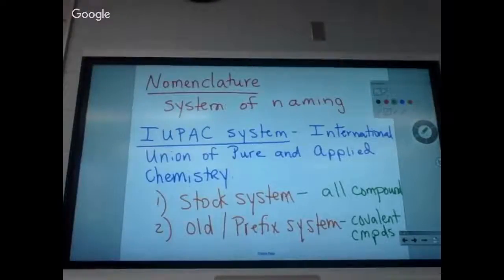However, a lot of compounds cannot be named using the old system. If I taught how to name FeO with the old system, I'd have to teach you the Latin root. That means ugly. Well, most of you do not want to learn how to name using Latin roots. So we teach using the stock system. Okay? But the state wants you to know both systems. So before we can do that, we have to talk about the differences between ionic compounds and covalent compounds.